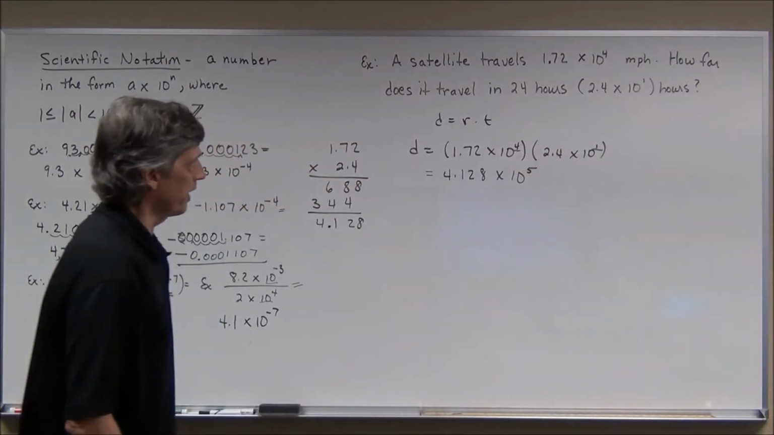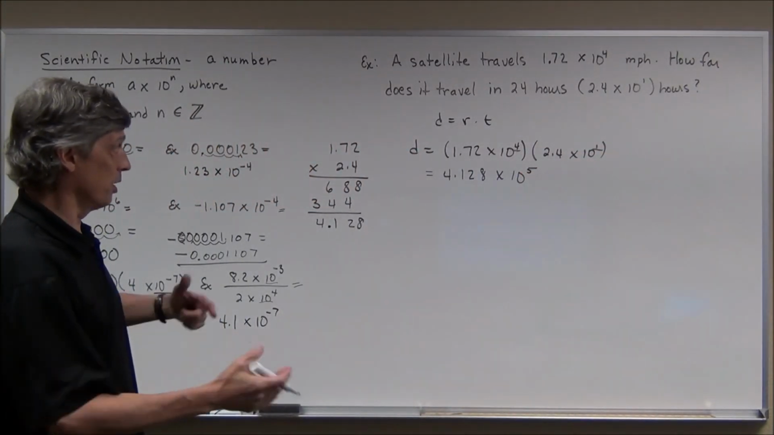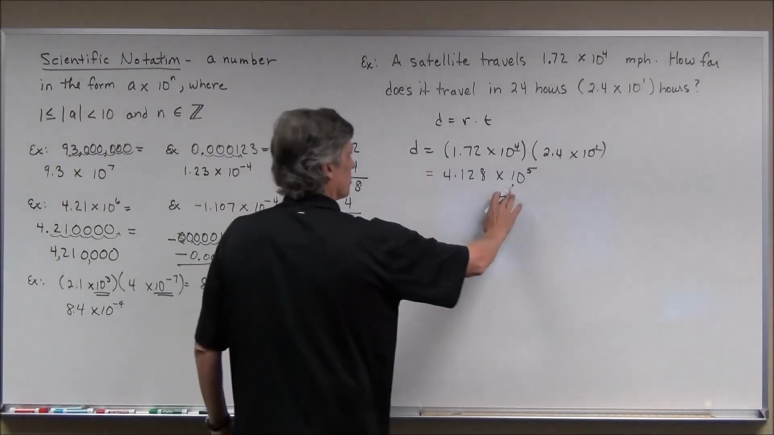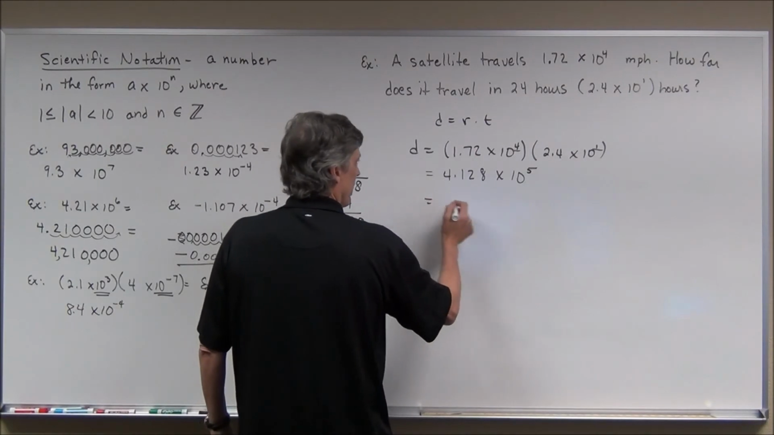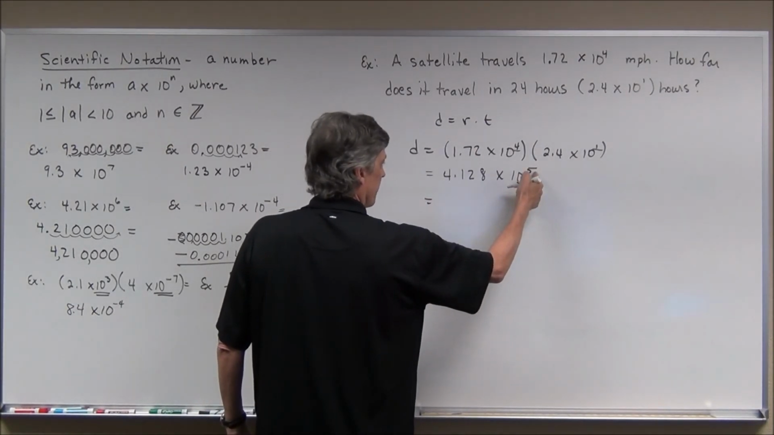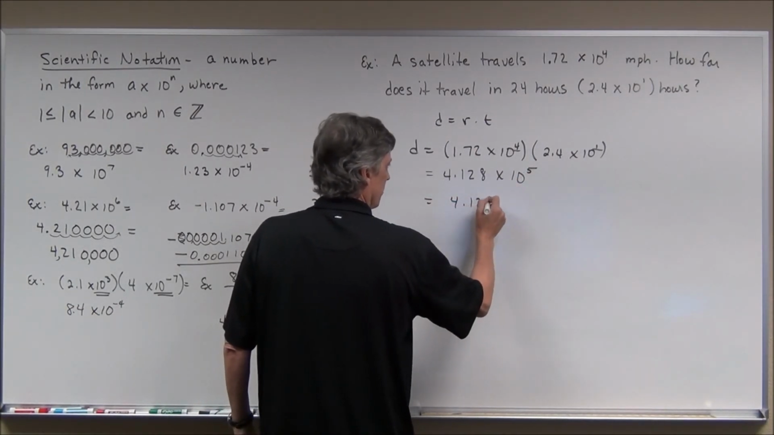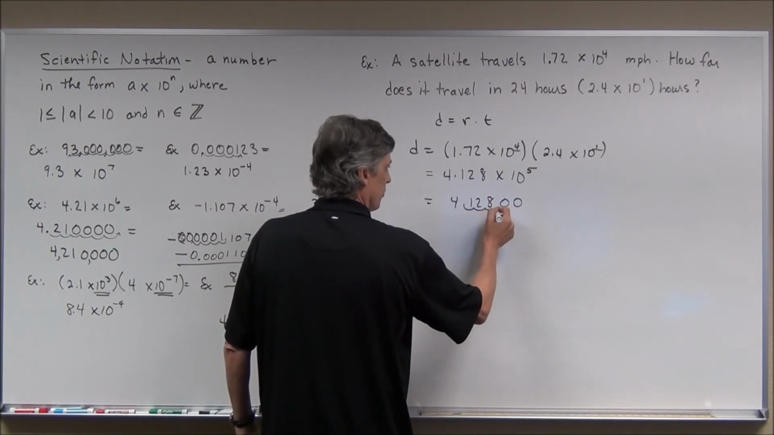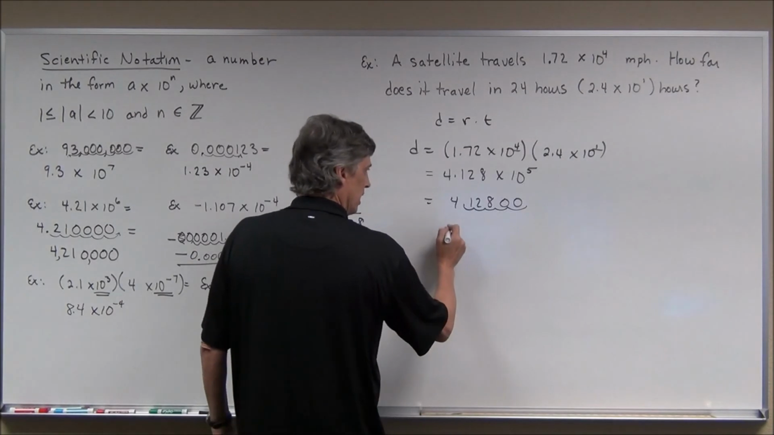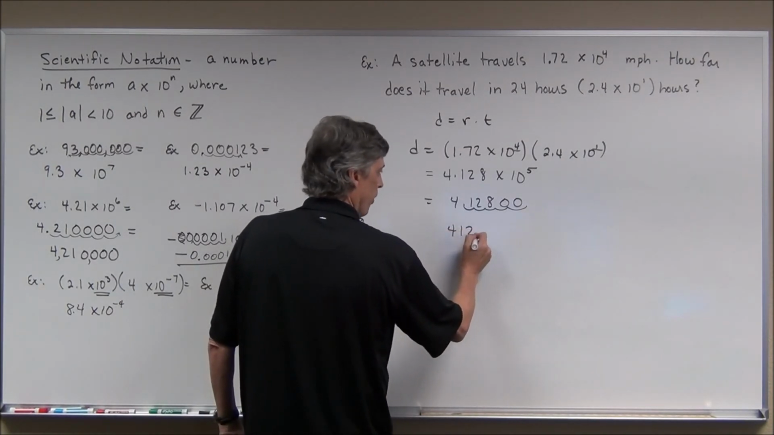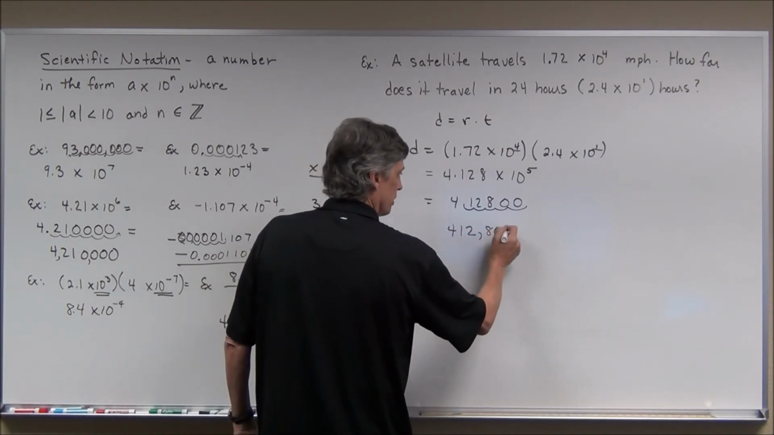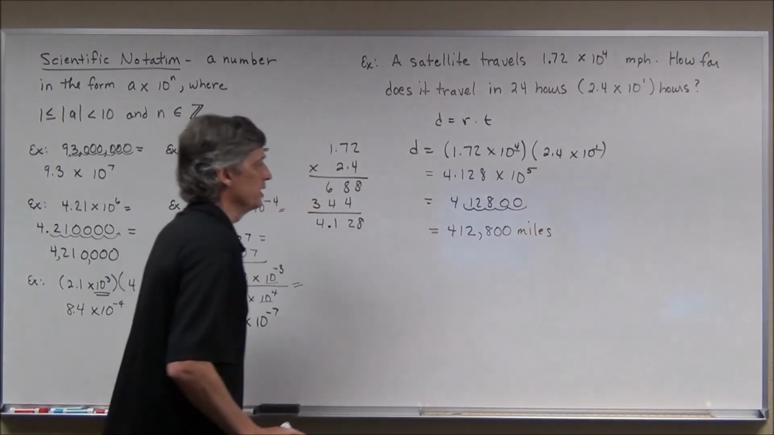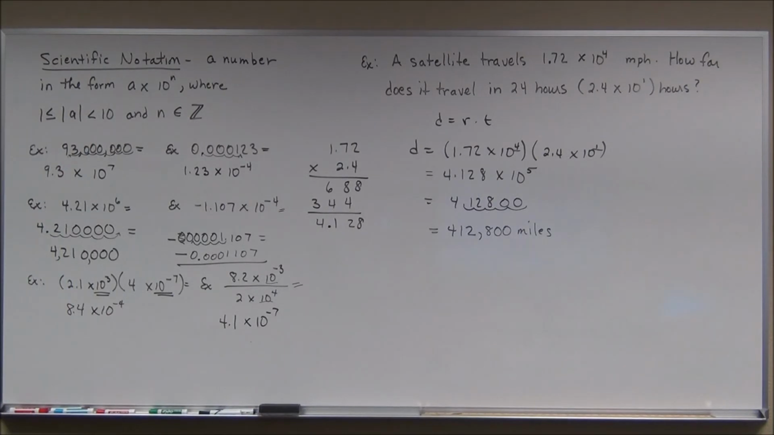Now in this case, I want to actually know what this is. This is going to be in miles, by the way, but I want to know what this is in standard form. I don't want to leave my answer in scientific notation, so I am going to slide my decimal point 5 places, 4.128. I'm going to need at least 2 zeros here to slide it. 1, 2, 3, 4, 5 places. I get 412,800 miles. And that is going to be my answer.